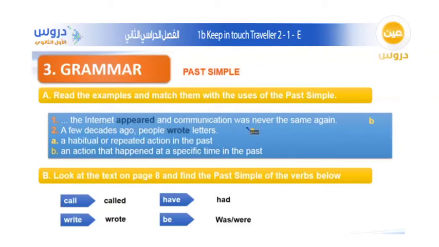The internet appeared and communication was never the same again. A few decades ago, people wrote letters. So A goes with the second sentence. A few decades ago, people wrote letters. Okay, habitual and repeated action in the past. And also we have here an action that happened at a specific time in the past. So we have two uses for the past simple.